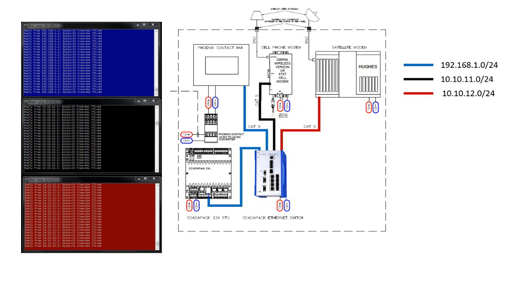So this cell modem here is going to be, for all intents and purposes, for our example here, on a 10.10.11 network, a 24-bit subnet. And then this satellite radio here will be on a 10.10.12 network, also a 24-bit subnet. So these two will not be able to see each other, and they want these two devices to be able to talk to these local SCADA devices here, both a Phoenix Contact HMI as well as a SCADA Pack IO.